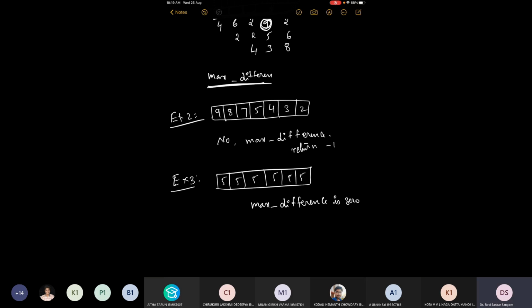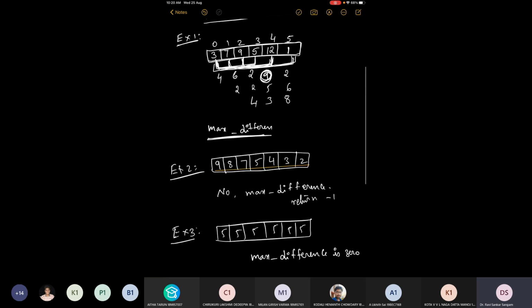Should I give one more example or is that sufficient? Sufficient, sir. So if the list is in decreasing order, no max difference. And if the list is in strictly increasing order, max difference is always the difference between the first and last elements. But if they are in some random order, it's a bit tricky.